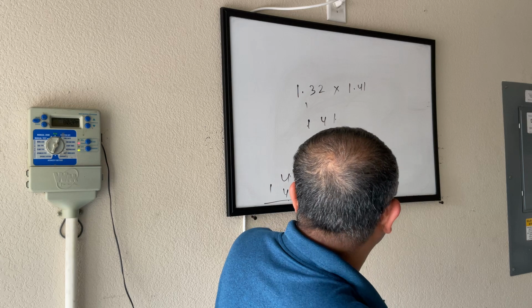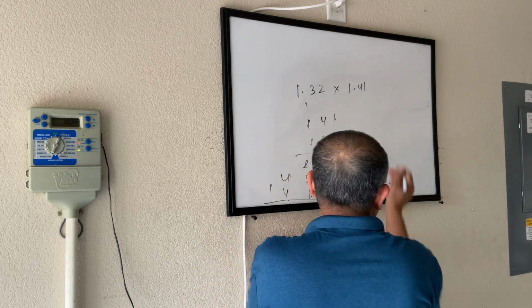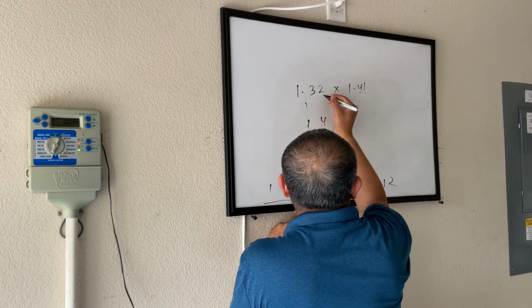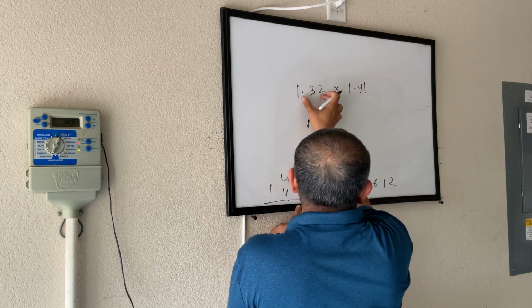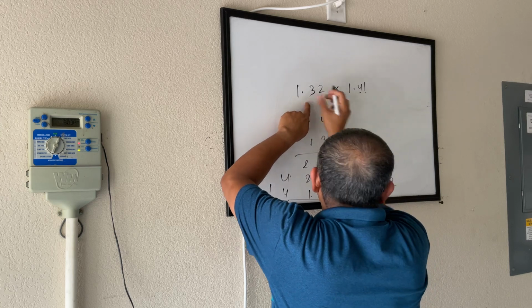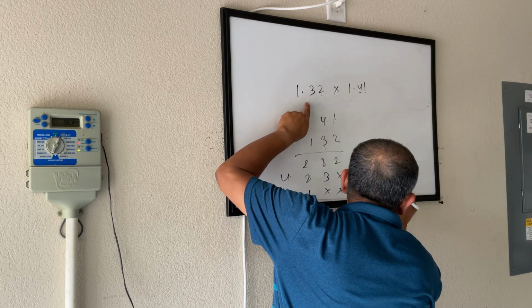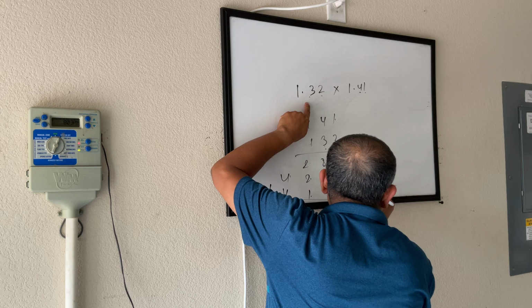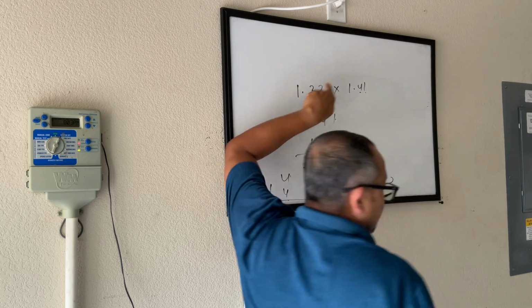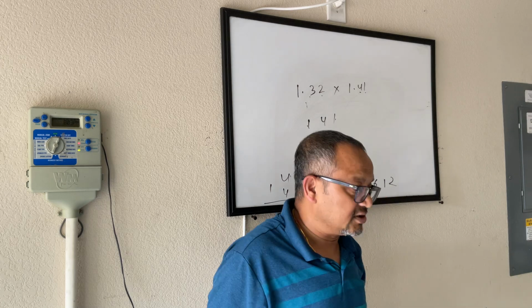But I have to find out how many digits I have in my answer. So you have to count all the decimal digits in both the numbers and just add them together. 1, 2 here, 4. So you start from here: 1 digit, 2 digit, 3 digit, 4 digit. That becomes your answer, in the most orthodox method.